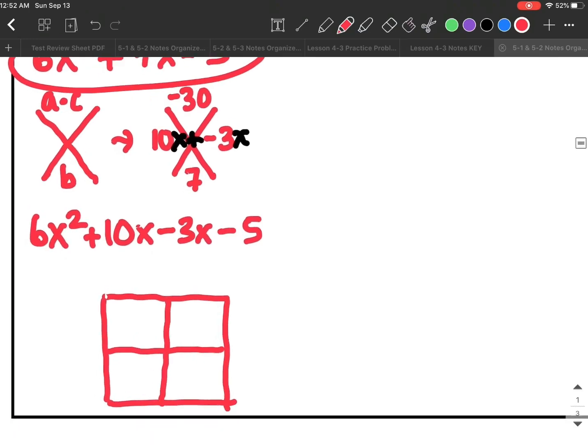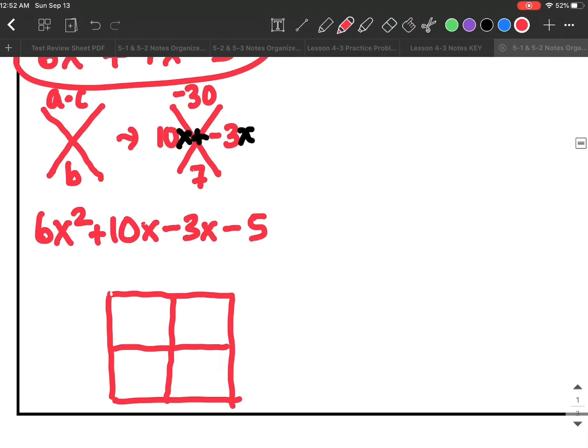The area square, I'm going to put all of those terms in the area square where they would normally go in the opposite situation where I already had the expressions to multiply together. So I know the x squared always goes into the top left, so I'm going to put 6x squared there. I know the constant always goes in the bottom right, so negative 5. It doesn't matter where I put the 10x and the negative 3x, but I'm going to put the 10x here and the negative 3x here. Then I want to find what the side lengths are that work to get these areas.